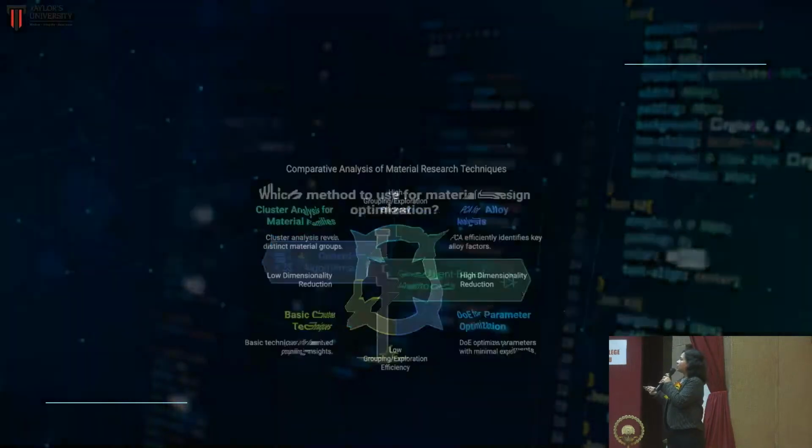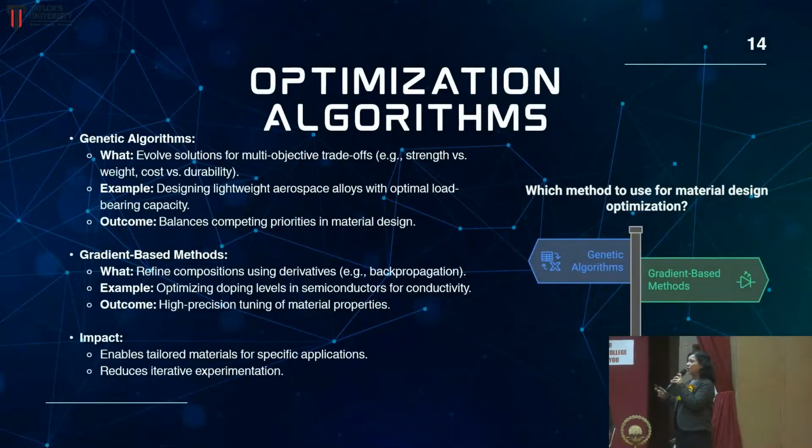Next, we have the optimization algorithms. This is basically for optimizing any kind of process. Here, genetic algorithms are used. They evolve solutions for multi-objective trade-offs, that is, if we want to study strength versus weight, or cost versus durability of the material. So we use genetic algorithms. Like when we want to design lightweight aerospace alloys with optimal load-bearing capacity, we develop the genetic algorithms, study them, and come to our respective conclusions.